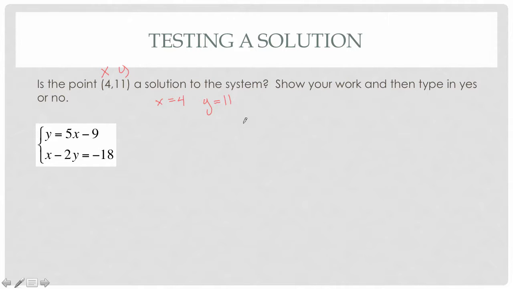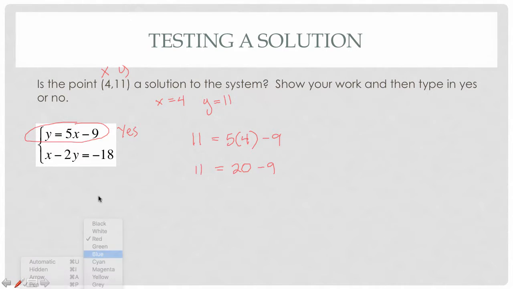Well, how do we test solutions? We test solutions by substituting in these values and seeing if it works. So let's start with this first equation. Let's put 11 in for y and 4 in for x and see if it's true. Does 11 equal 5 times 4 minus 9? 5 times 4 is 20, and 20 minus 9 is 11. So yes, it's a solution to the first one.